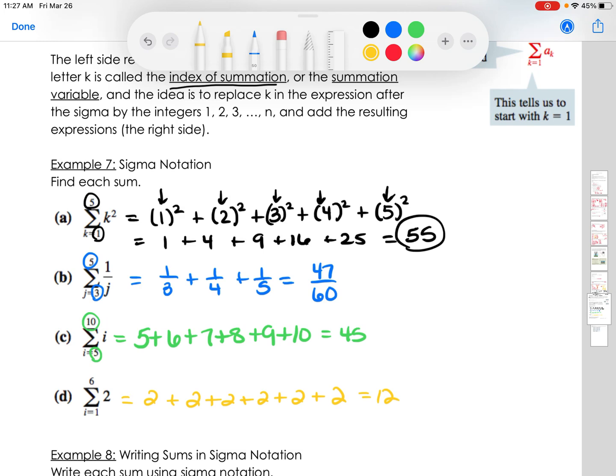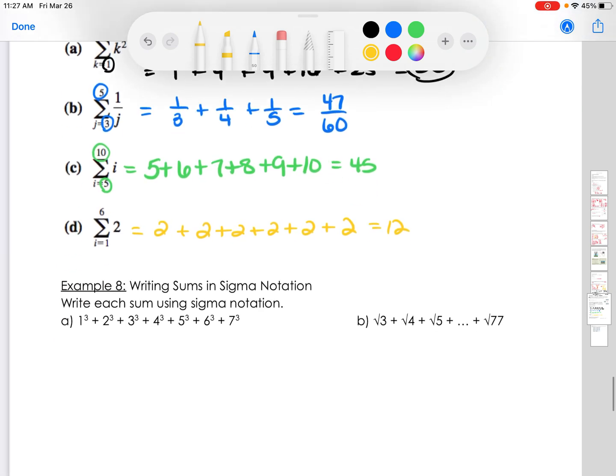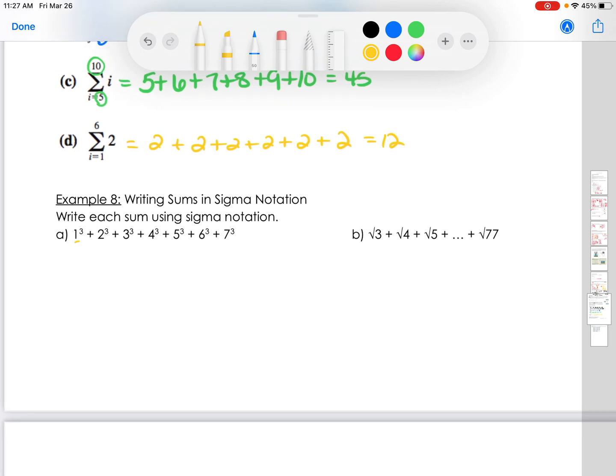So let's take a look. So we can write using sigma notation. We can kind of go in reverse. So we see what's changing each time. 1, 2, 3, 4, 5, 6, 7. That's what we're plugging in really, and it's being cubed. So we can say we're taking the sum from when k is equal to 1 up until the number 7. That way we use each of those. And it looks like the pattern here is k is being cubed. Okay. For the next one, I'm seeing what's changing, 3, 4, 5, all the way up to 77. So we're starting at 3 and we're going up to 77. And what is the operation that's happening to those numbers? It's being square rooted. So we can say the square root of k. All right.